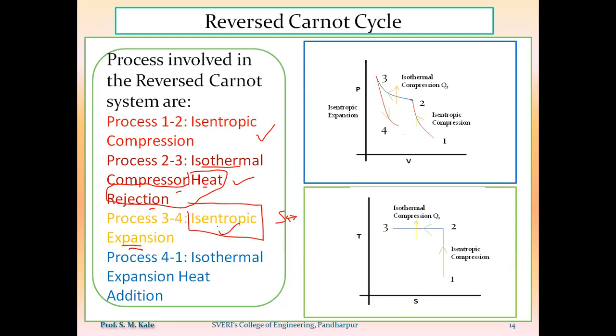And as the word is isentropic, that is reversible adiabatic, hence no heat will be added to the system or rejected from the system during this process. So this is the PV diagram for isentropic expansion, that is nothing but the 3 to 4 process.